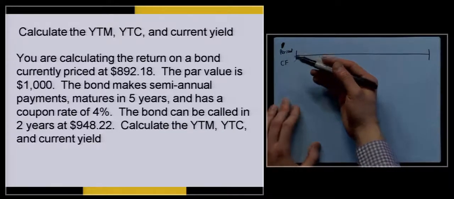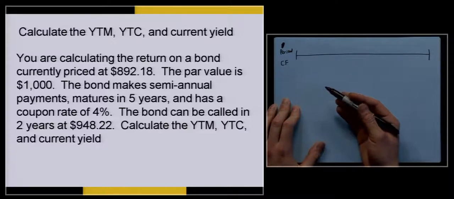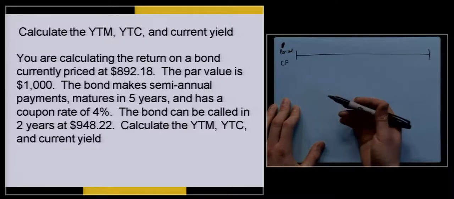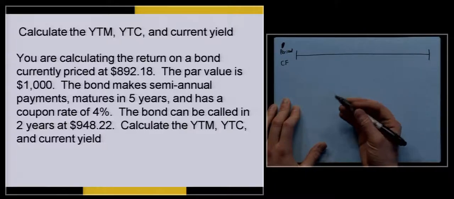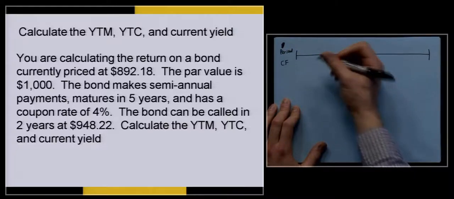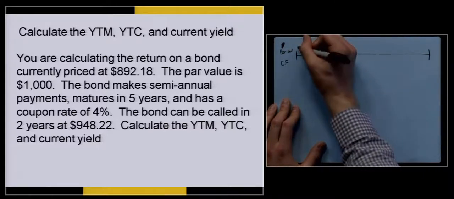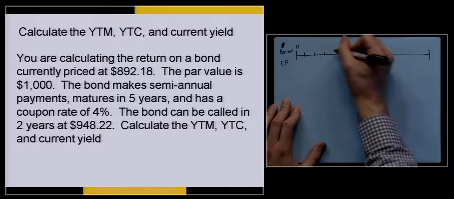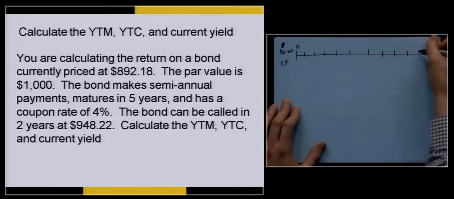All right, so we have 5 years to maturity, which means that, since we have semi-annual payments, we have 10 periods to maturity, 10 semi-annual payments that we're going to be receiving as the investor in this bond. So I'll just write these out. 0, 1, 2, 3, 4, 5, 6, 7, 8, 9, 10.